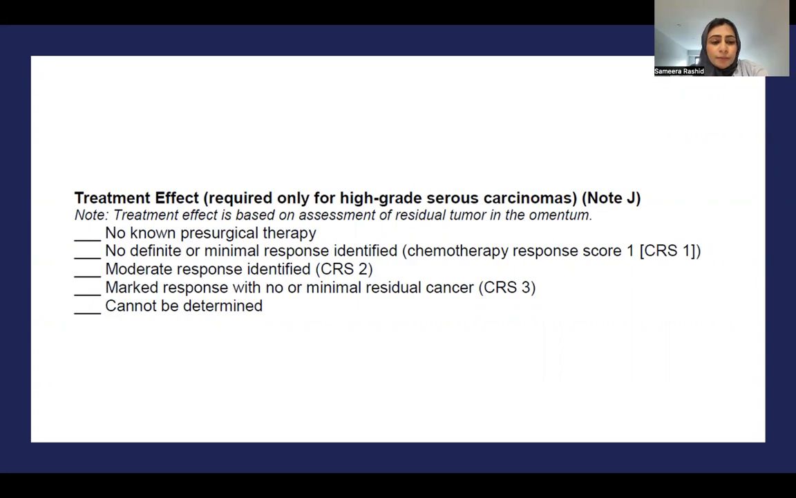So the College of American Pathologists has this treatment effect score, which we have to do in cases of post-chemo serous carcinoma. And this is assessed in the tumor only. So we have to give the scoring, whether it is minimal response, moderate, or marked response to chemotherapy.